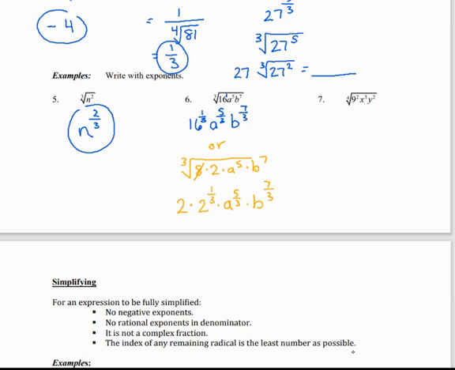So you may see either option, okay? This one where we simplify first, or where we just write everything with those rational exponents, including the 16. All right, you try number 7. Write that with rational exponents. If you can simplify, simplify.